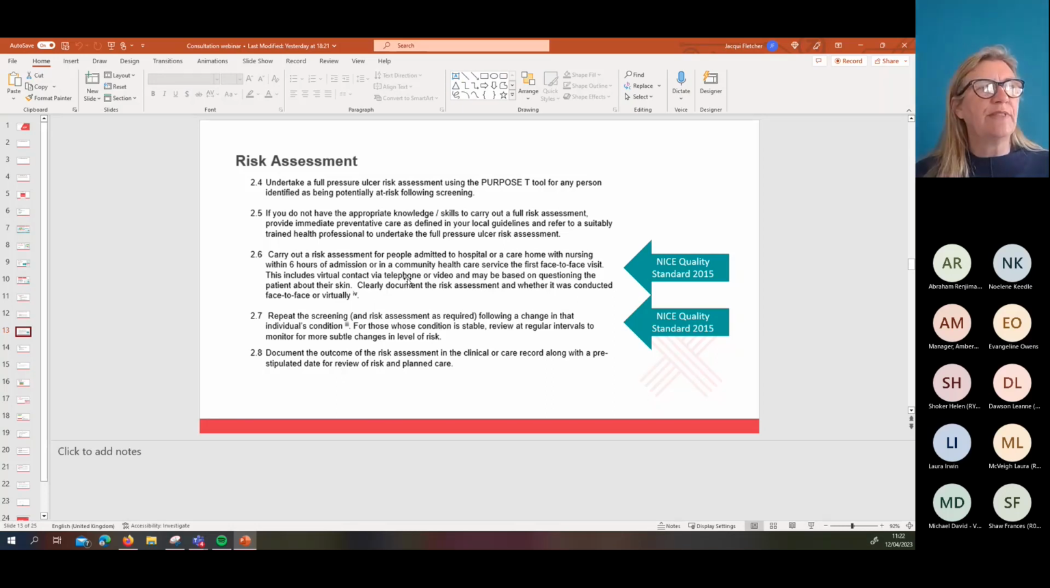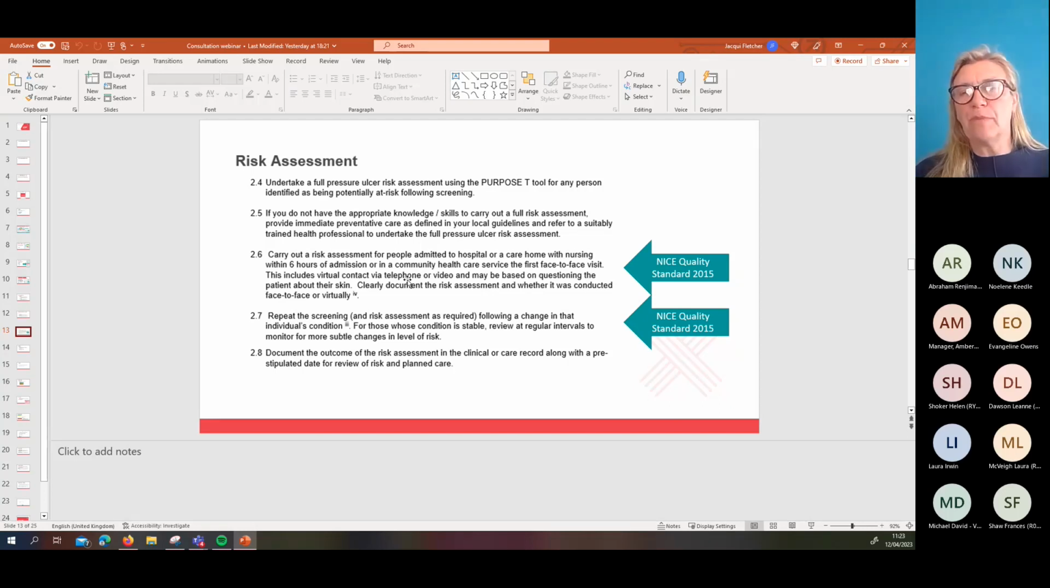Also, based on the standard, we've said that screening and/or risk assessment should be repeated following any change in that patient's condition. And that might be that they move area, so they move from a lower dependency area to a higher dependency area, or it might be that they move place from a hospital to a care home, or a care home to community, or whichever way that works.